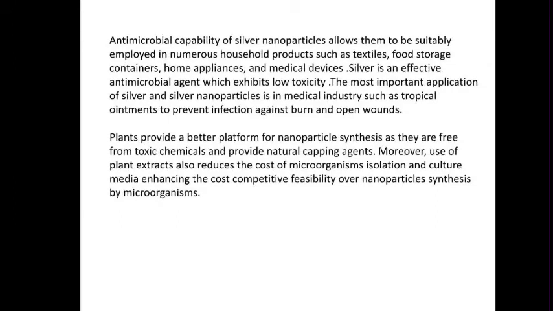Silver is an effective antimicrobial agent which exhibits low toxicity. The most important application of silver and silver nanoparticles is in the medical industry, such as topical ointment to prevent infection against burns and open wounds.